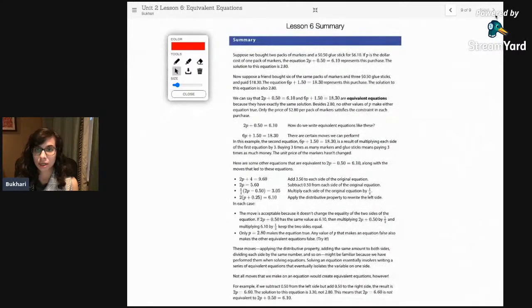And last but not least, the lesson summary, which summarizes everything that I was going over and adds some more key points. So I will see you in lesson 7.